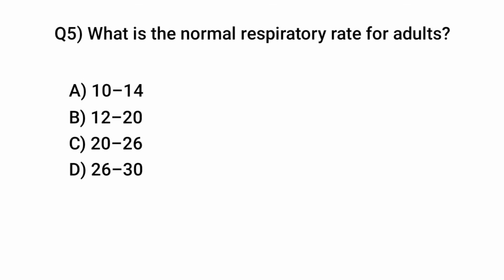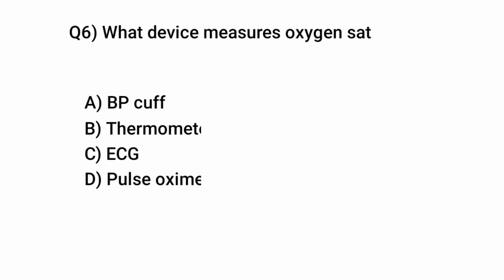Question number 5. What is the normal respiratory rate for adult? Correct option is B. 12 to 20 times per minute. Question number 6. Which device measures oxygen saturation? Correct option is D. Pulse oximeter.